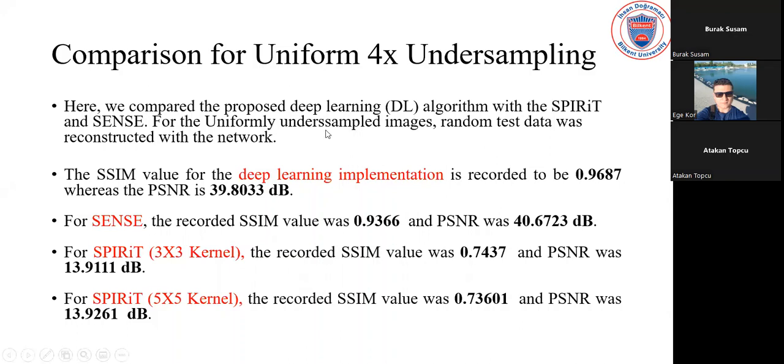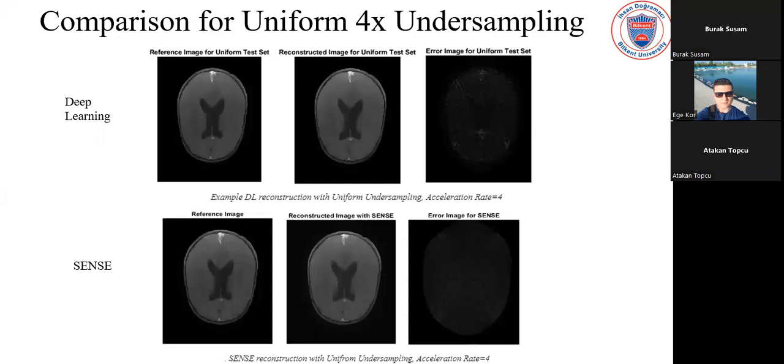For SENSE, the recorded SSIM value was nearly 0.93 and PSNR value was nearly 40 decibels. And for SPIRiT on the uniform data, SPIRiT with 3x3 calibration kernel, the recorded SSIM value was 0.74 and PSNR was 30.9 decibels. And for the 5x5 kernel, the values were slightly lower, with SSIM at 0.73 and PSNR again 30.9 decibels. And as we expect from the metrics, the deep learning method also outperforms the SENSE method, as we can see in the reconstructed images and also the error images.